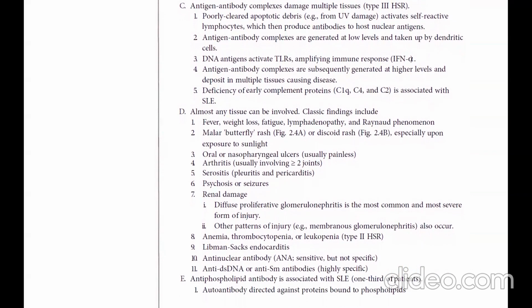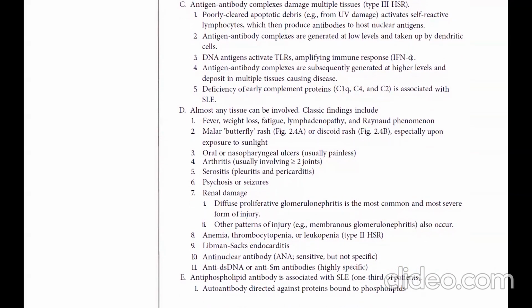Arthritis usually involves more than two joints. Serositis, including pleuritis and pericarditis. Psychosis or seizure. Renal damage includes diffuse proliferative glomerulonephritis, the most common and most severe form of injury. Another pattern of injury, membranous glomerulonephritis, can also occur. Anemia, thrombocytopenia, and leukopenia are due to type 2 hypersensitivity reaction.